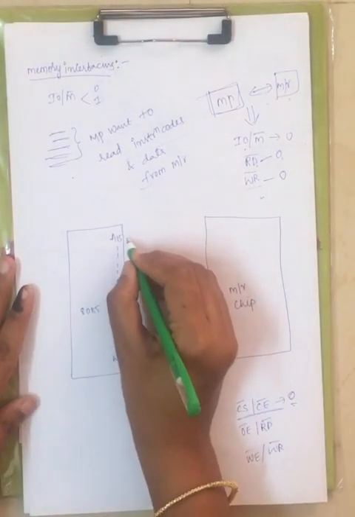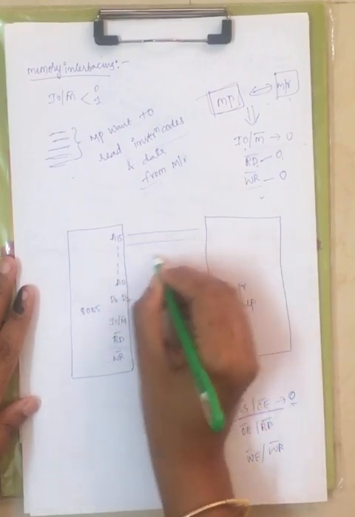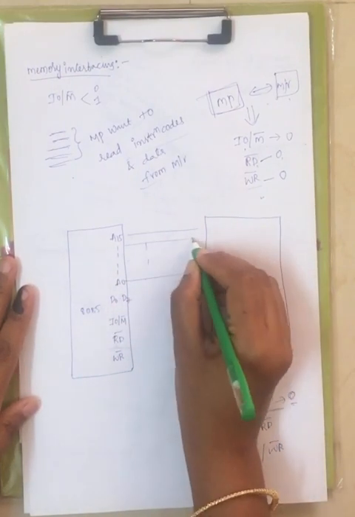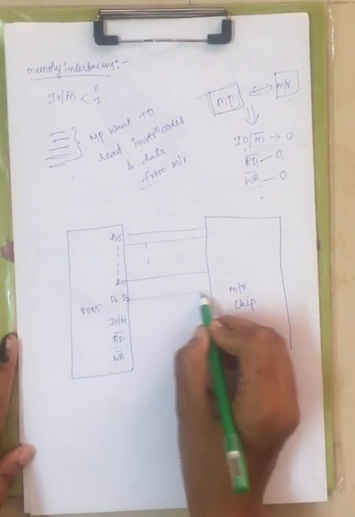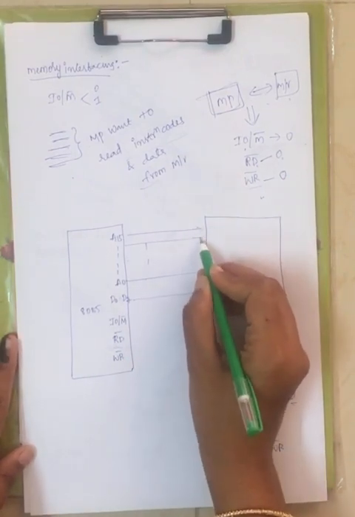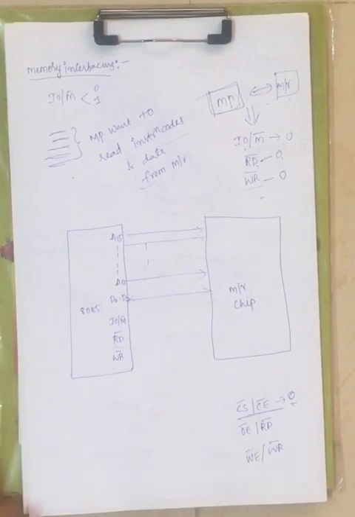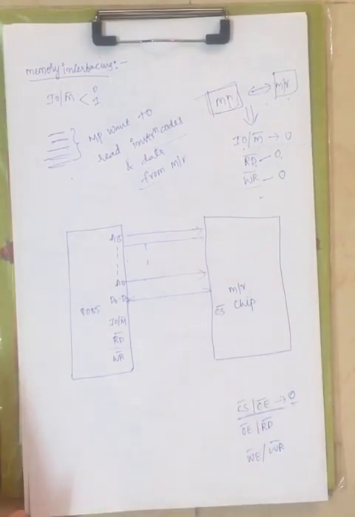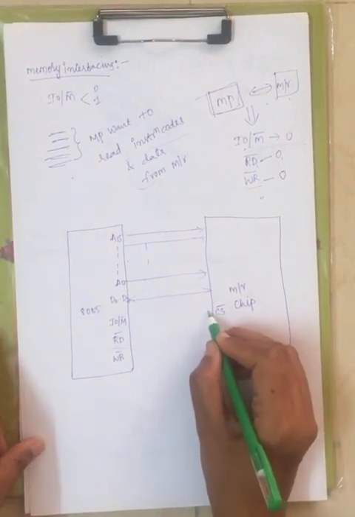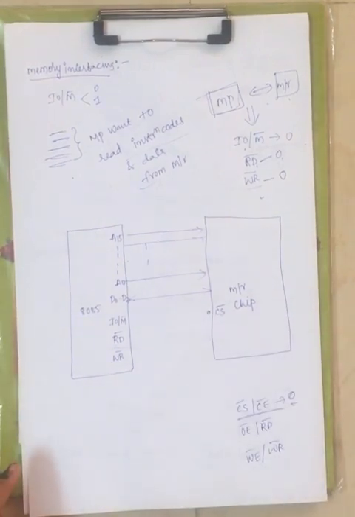Now all the address lines A15 to A0 are connected to your memory chip. Data lines are bidirectional and address lines are unidirectional. Next we have CS bar, chip selection, which you have to make 0. How to make it 0, we will see in the problem.